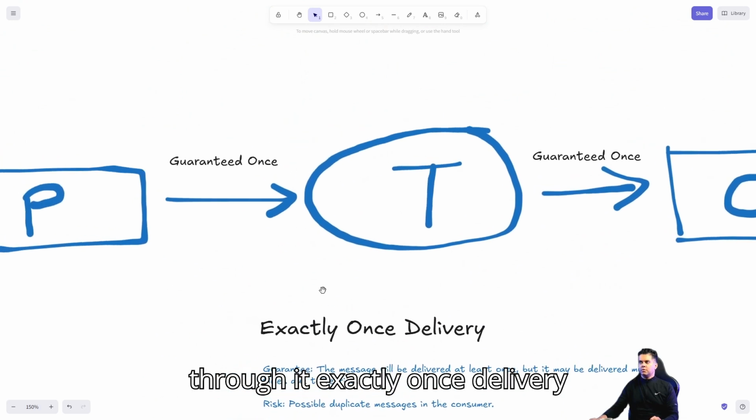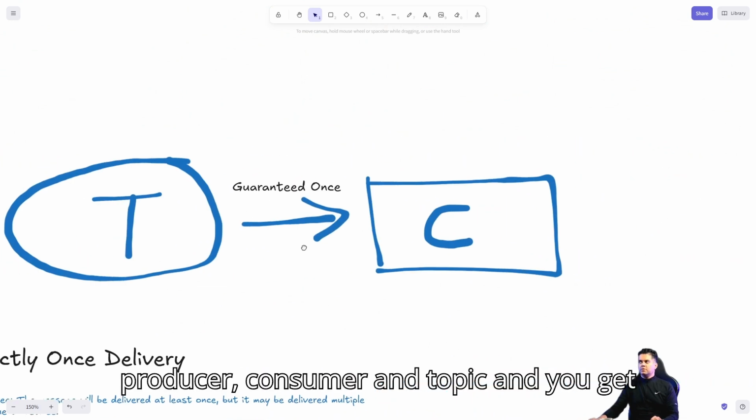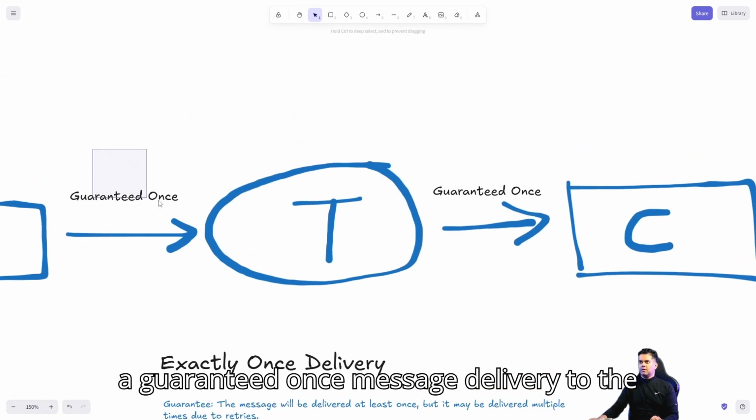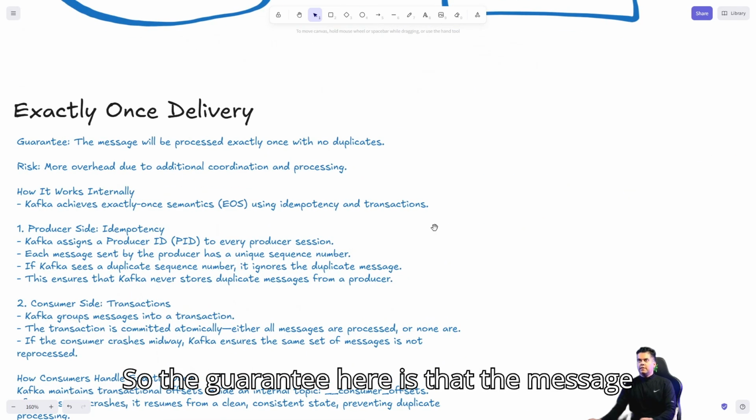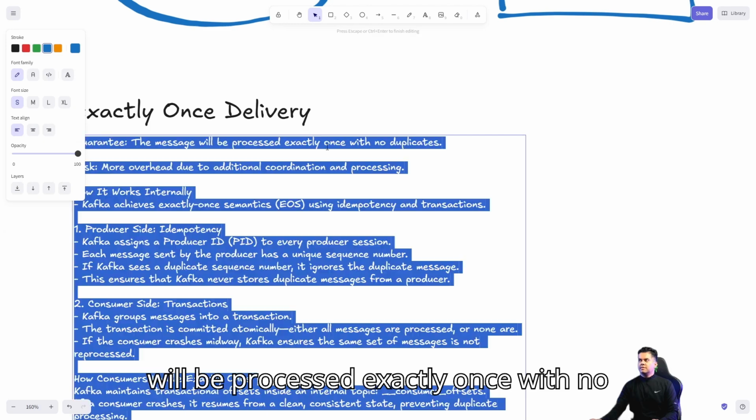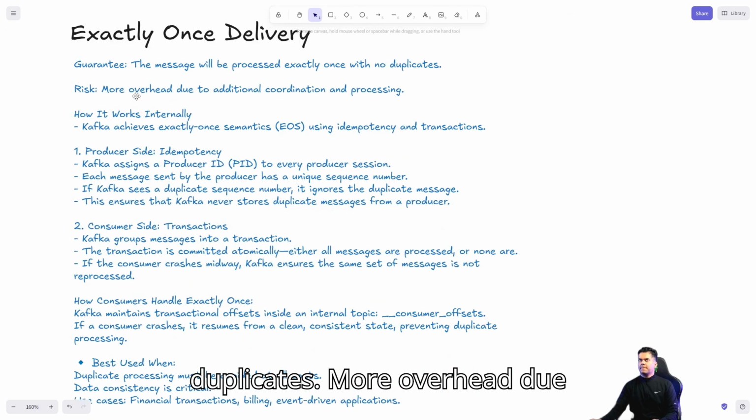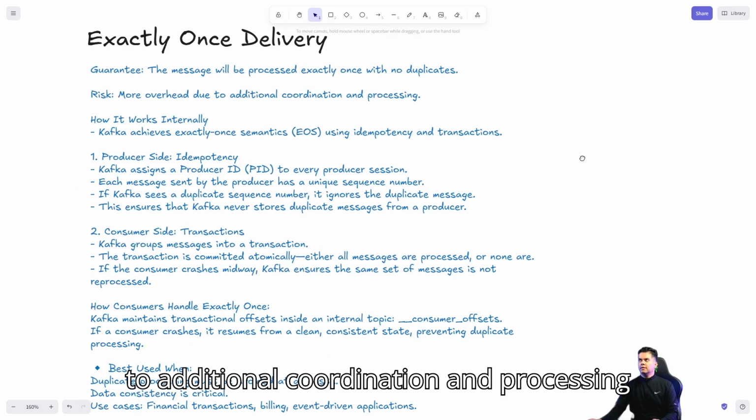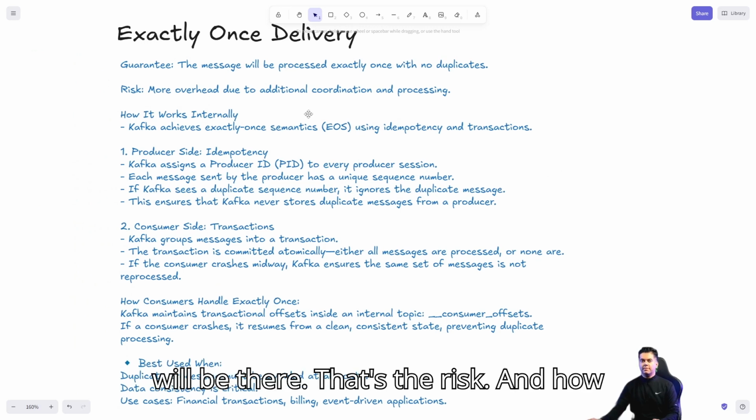But let's go through exactly once delivery. Producer, consumer, and topic. And you get a guaranteed once message delivery to the consumer. So the guarantee here is that the message will be processed exactly once with no duplicates. More overhead due to additional coordination and processing will be there. That's the risk. And how does it work internally?